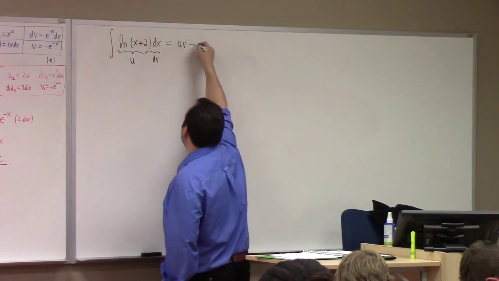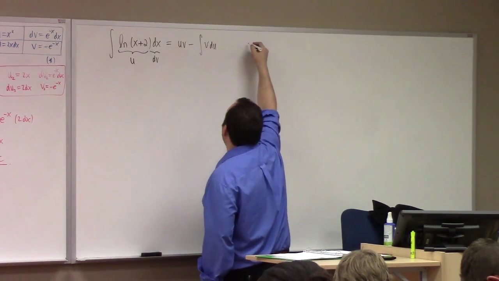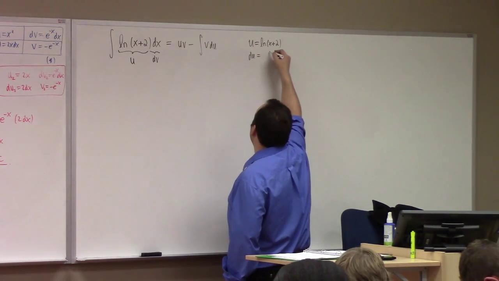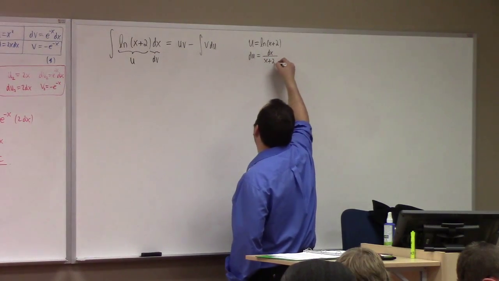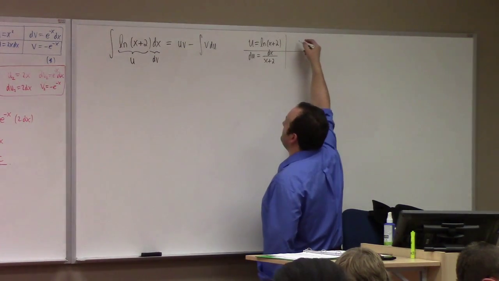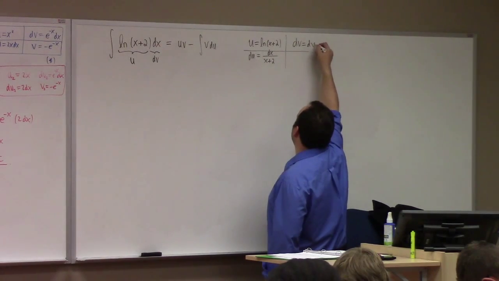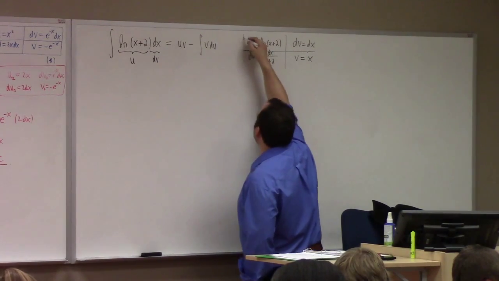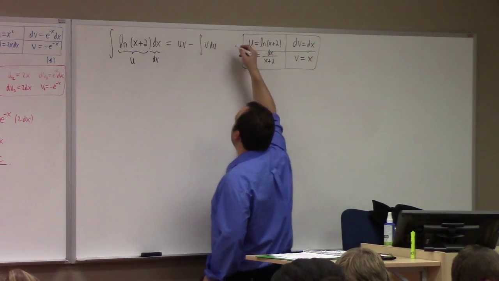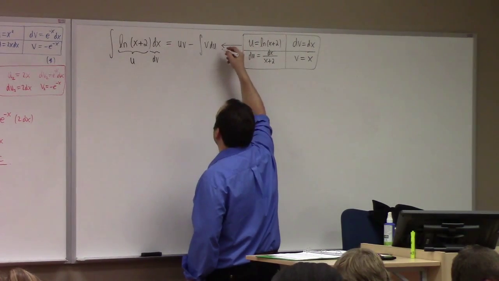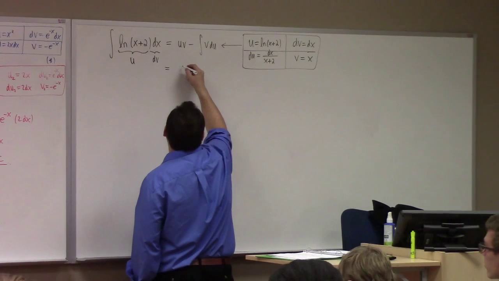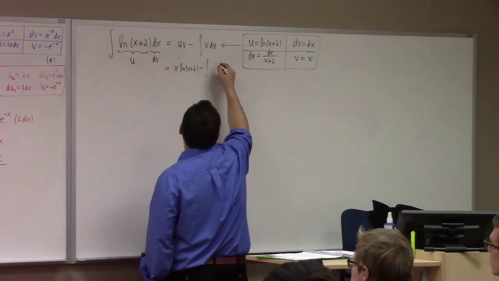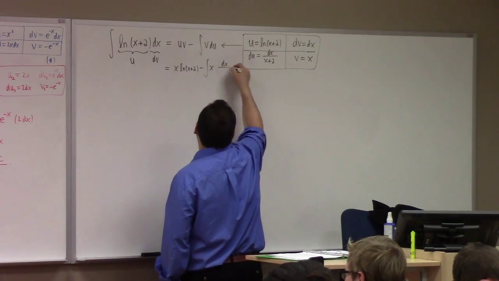So that's going to be uv minus the integral of v du again. Now here u is equal to the natural log of x plus 2. So du is dx over x plus 2. Right? dv is dx. What's v? X. Very good. You need to own that step if you're going to be successful at this technique, right? So that's uv, which is x ln of x plus 2, minus the integral of x times dx over x plus 2.